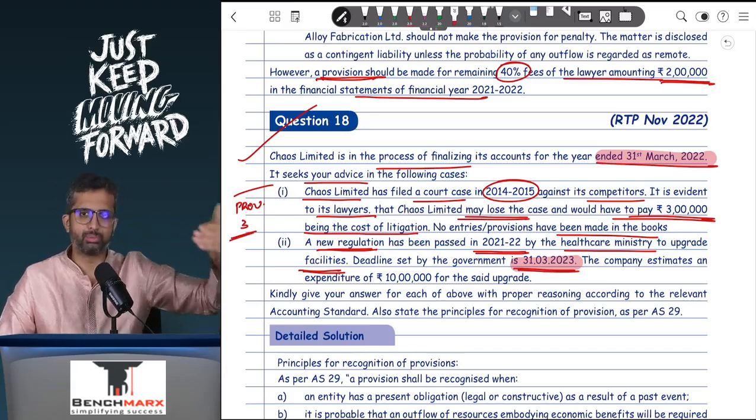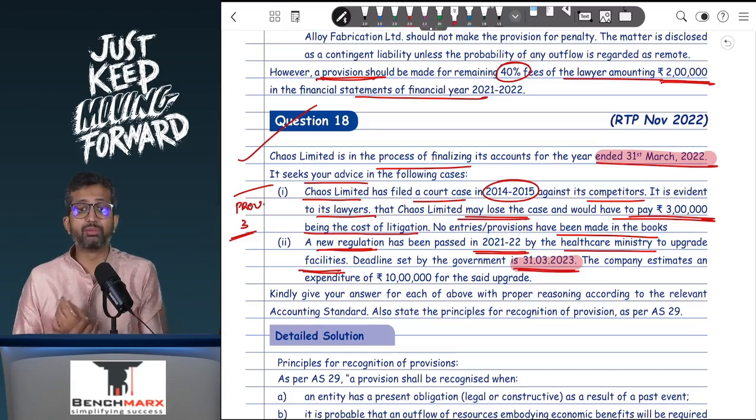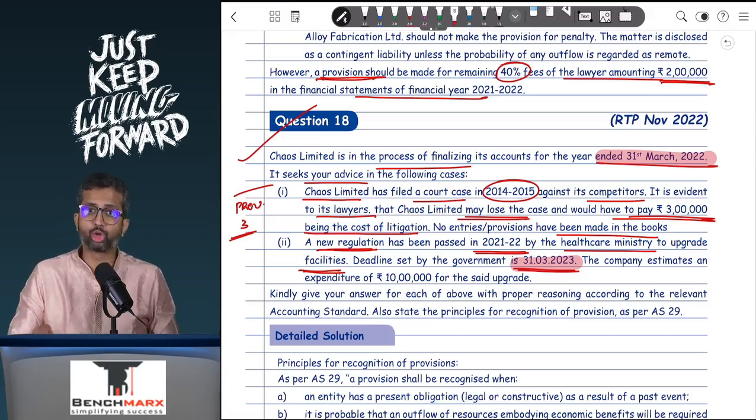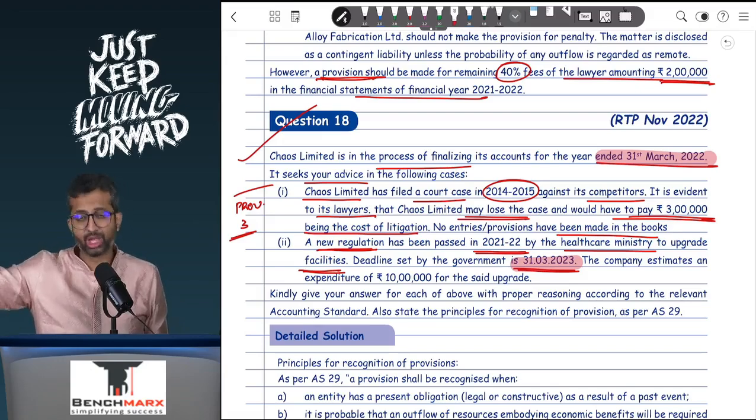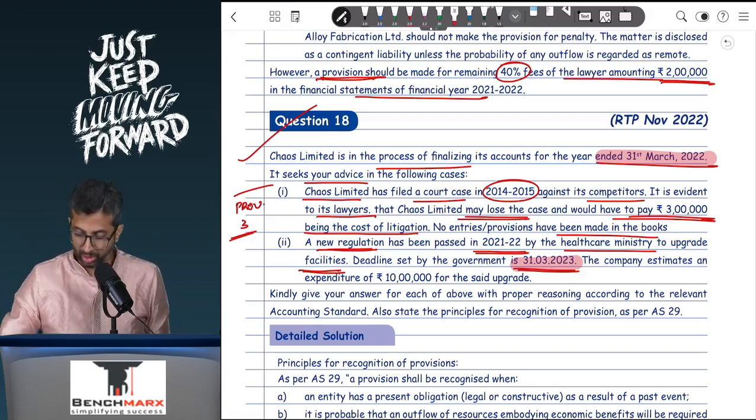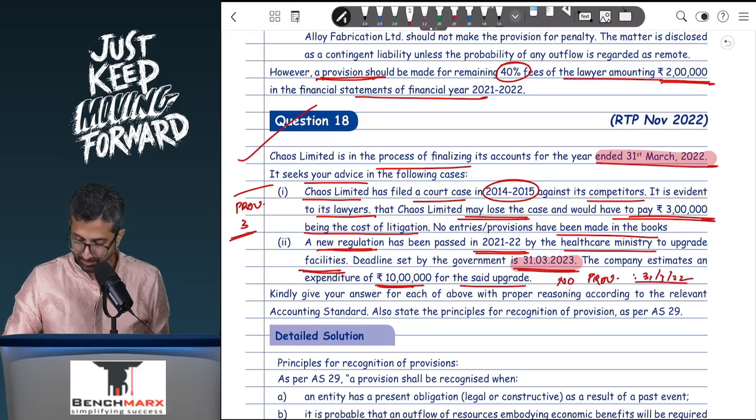Like when you study income tax, you will study that by 31st July you have to file the returns. If you don't, there will be a 5,000 penalty to start with, and maybe later it can become 10,000. But remember, the obligation on the penalty will only arise once you do not file the return by 31st July. And that is when you can create a provision, not before that. The company expects an expenditure of 10 lakhs for the said upgrade. There will be again no provision to be created on 31st March 2022 for the same. Give your answer for each of the above with proper reasoning.